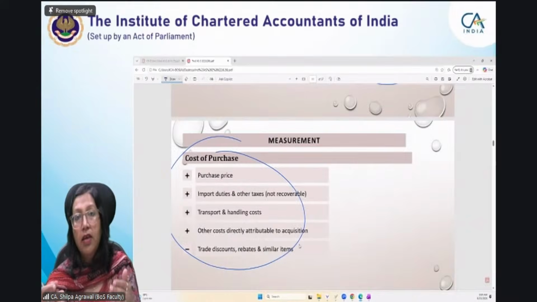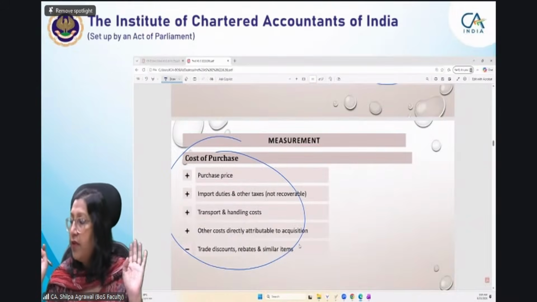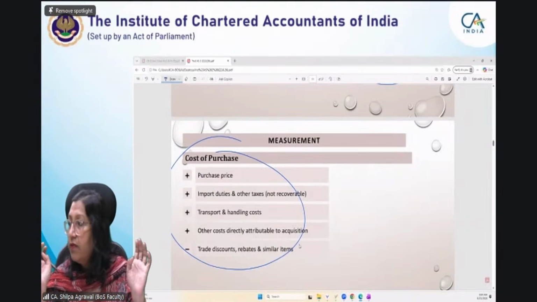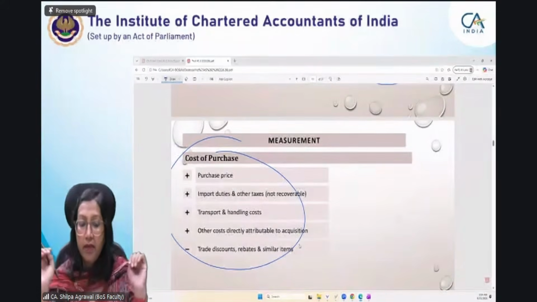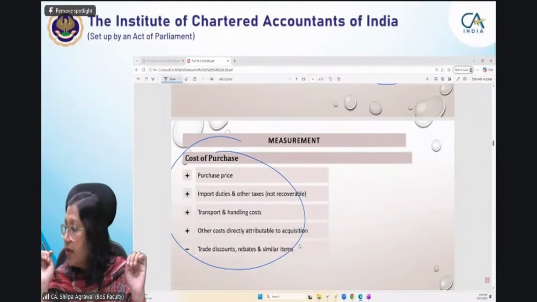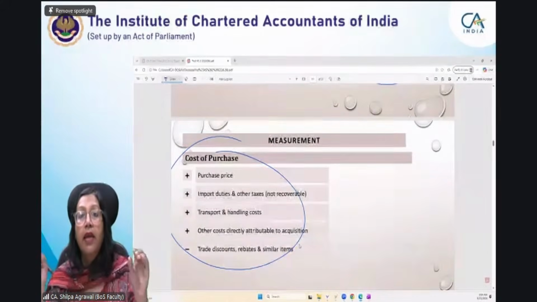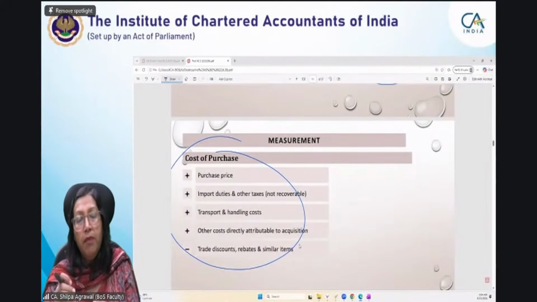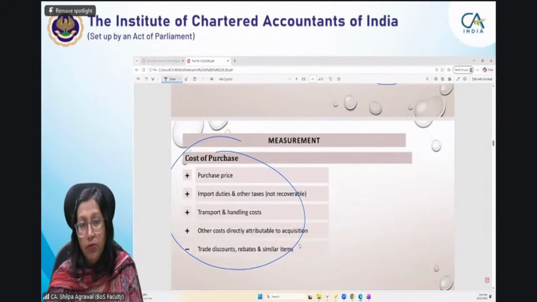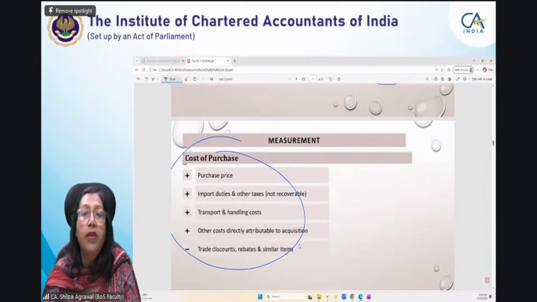What do we mean by not recoverable? Students, what do we mean by not recoverable here? Taxes not recoverable, not taken. Yes, input tax credit, ITC. Very good. Anything which you pay, but after that it will be returned back to you, that is recoverable. You're not incurring anything because it will be reimbursed. You will be netted.